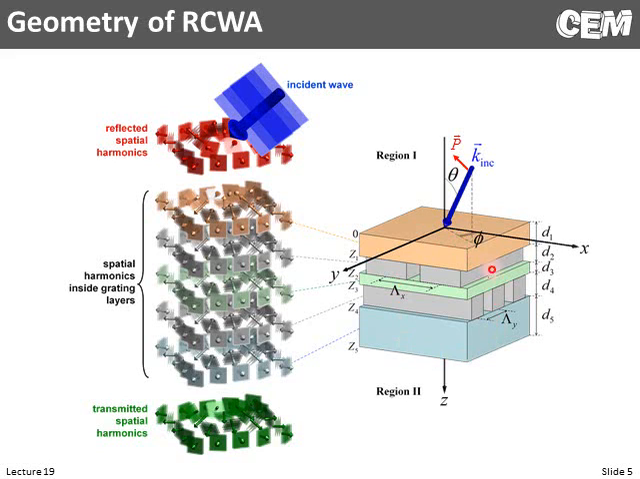No matter what our device looks like, we divide it up into a series of layers. The thing about these layers is that they can be as complex as anything in the x and y directions, but in the z direction, each one of these layers is uniform.